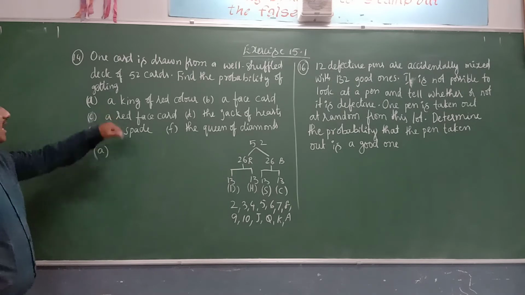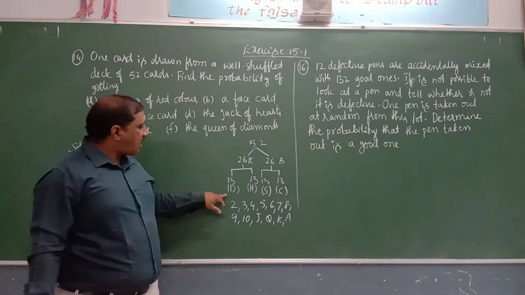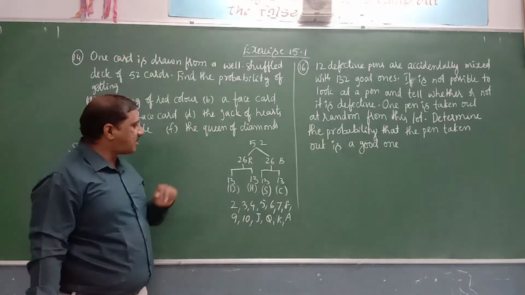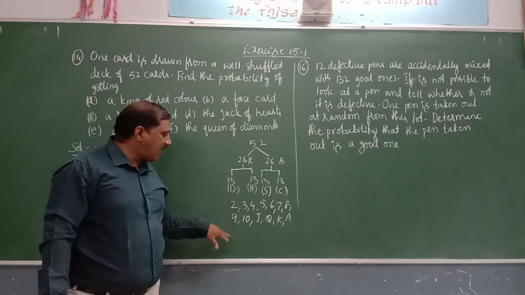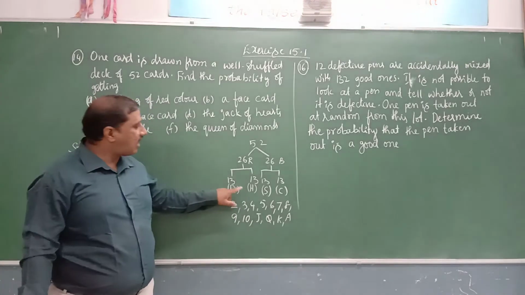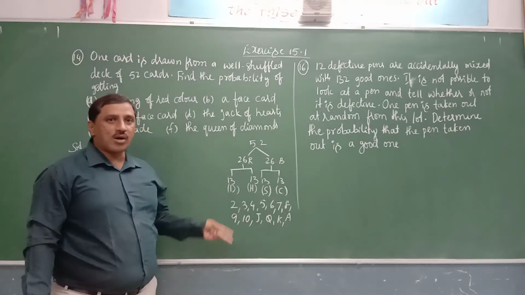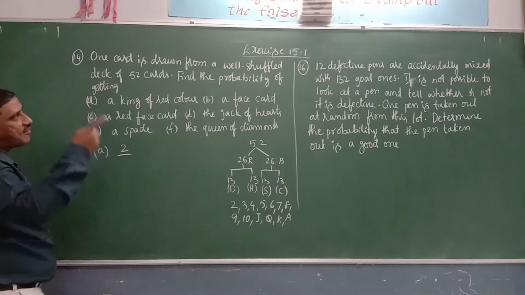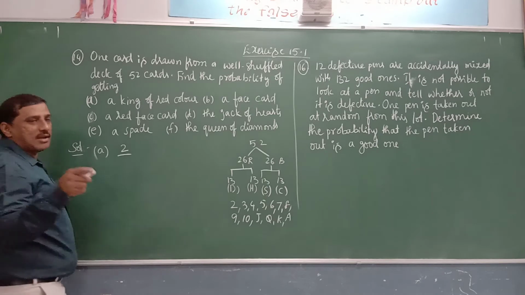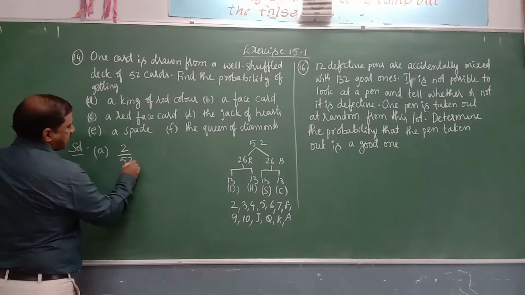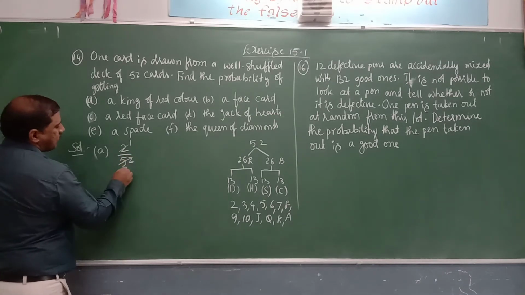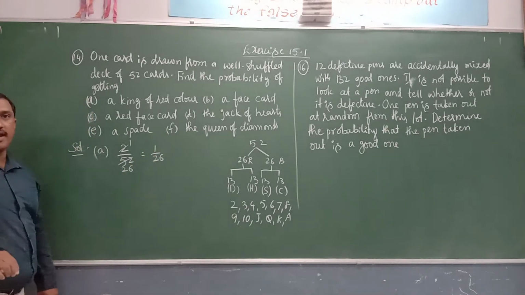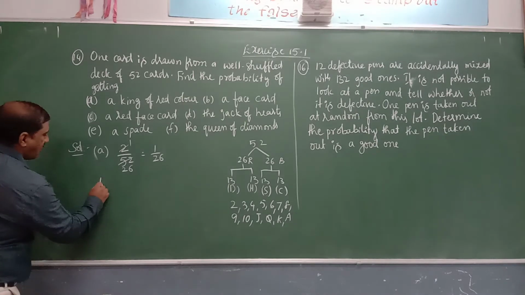The first question. A king of red color. So here, how many red color cards are there? 26 cards are red. From that, how many kings are there? One from diamonds and one from hearts. So total 2 red kings, divided by the total number of possible outcomes, that is the total number of cards, 52. Simplifying, 2 ones are 2, 2 twenty-sixes are 52. So it is 1 by 26.